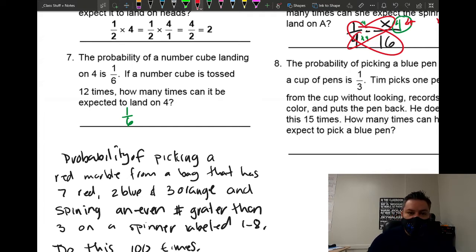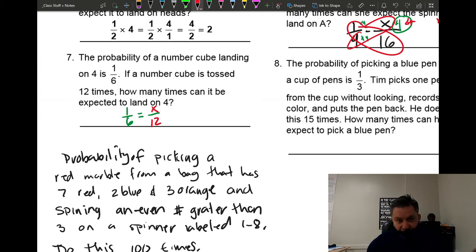Now, if you're going to toss the dice 12 times, how many times can you expect to land on 4? You're going to do it 12 times, so this is x. Now, you can easily see right here, 6. If you multiply 6 times 2, you get what? 6 times 2 is 12. So if you multiply the top times 2, you get 1 times 2 is 2.